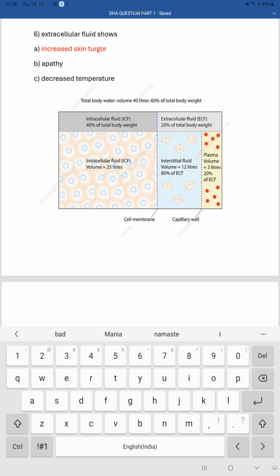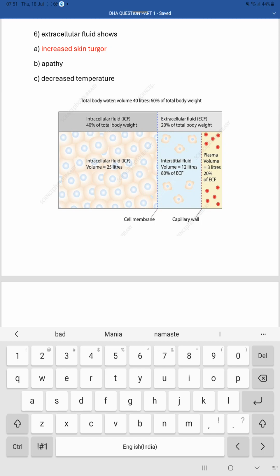The fluid which is present outside the cell is extracellular fluid. Intracellular fluid and extracellular fluid are separated by a cell membrane. Extracellular fluid is again divided into two types, interstitial fluid and plasma, and both of these are separated by capillary walls.